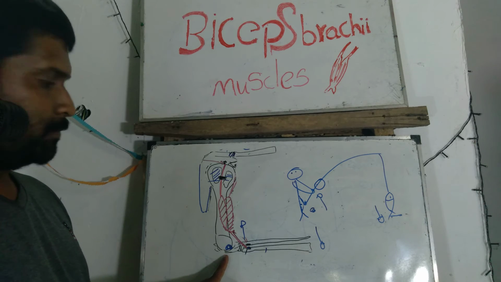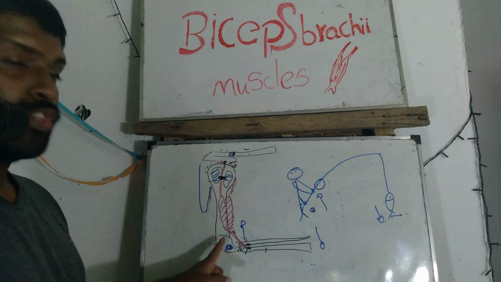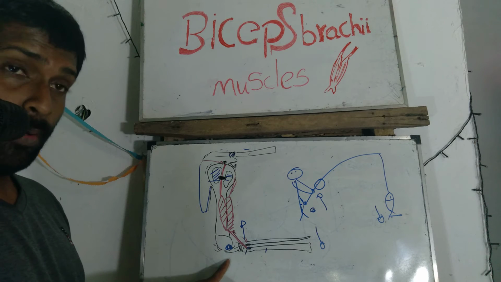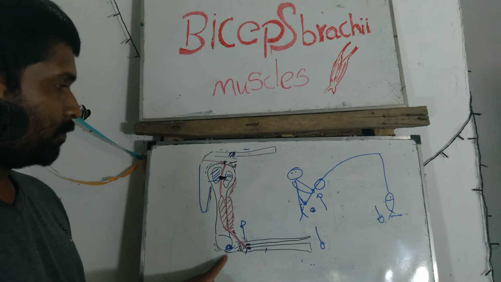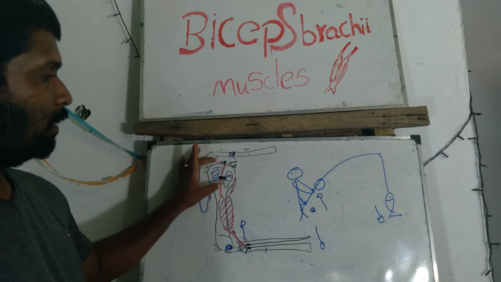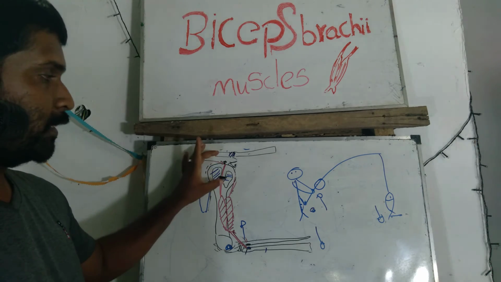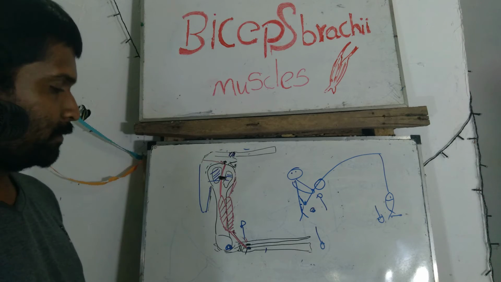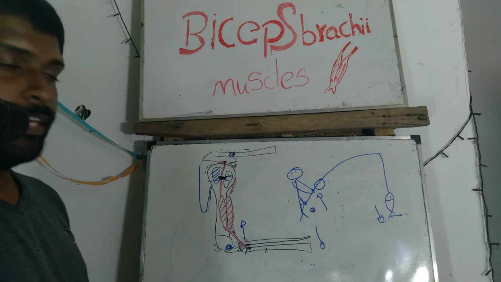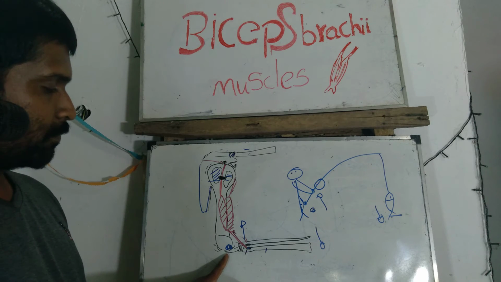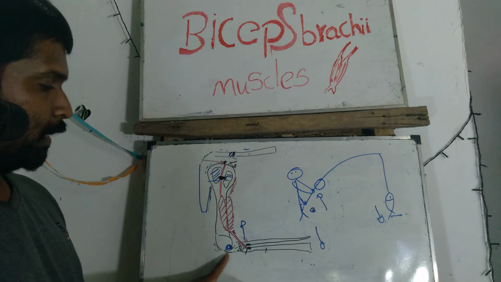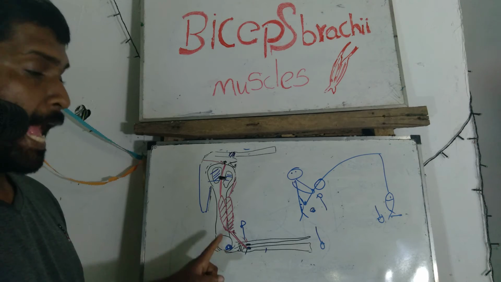The elbow joint is a synovial joint. The elbow joint is a hinge joint. This is the ball and socket joint. The shoulder joint is a ball and socket joint. It is also a synovial joint. The elbow joint is the most important joint because it works as a fulcrum.